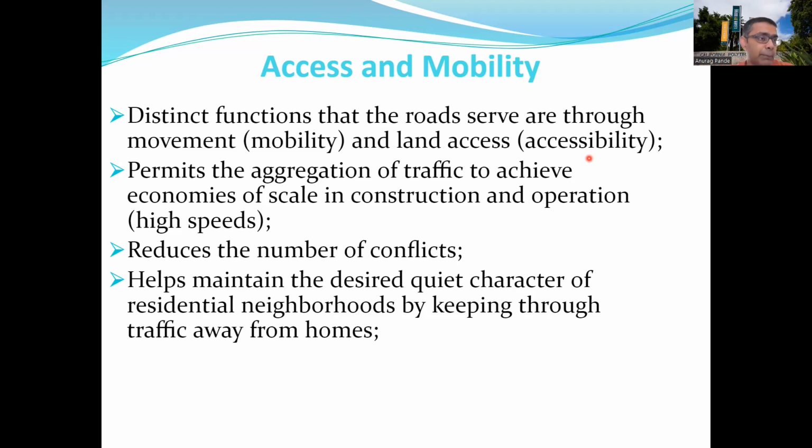And that's basically a problem, right? You don't want to send a lot of traffic to places that are not designed to handle so much traffic. And if you're cut through traffic, you tend to drive faster, and that's not ideal as well. So having these access and mobility functions separated helps us in a lot of ways in keeping the right kind of traffic at the right kind of places.